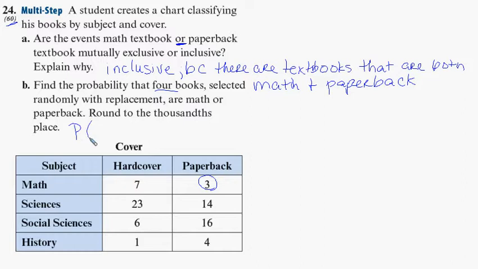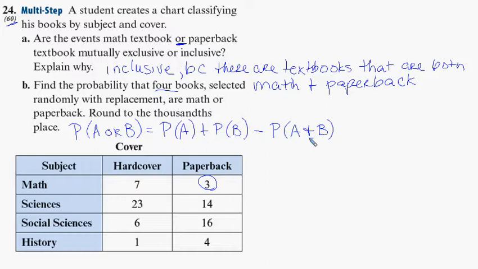The probability of A or B is probability of A plus the probability of B minus the probability of A and B, okay? And the probability, when there's an "and," that means multiplication, right? Okay, and so our A situation, let's just call our A situation the math textbooks, and then we'll call this the paperback, okay?